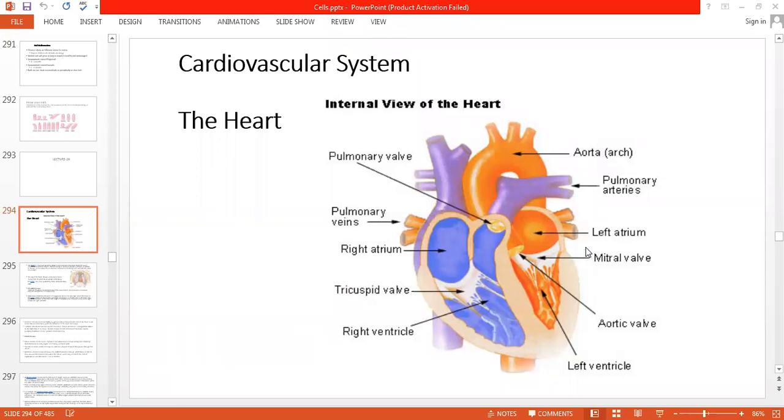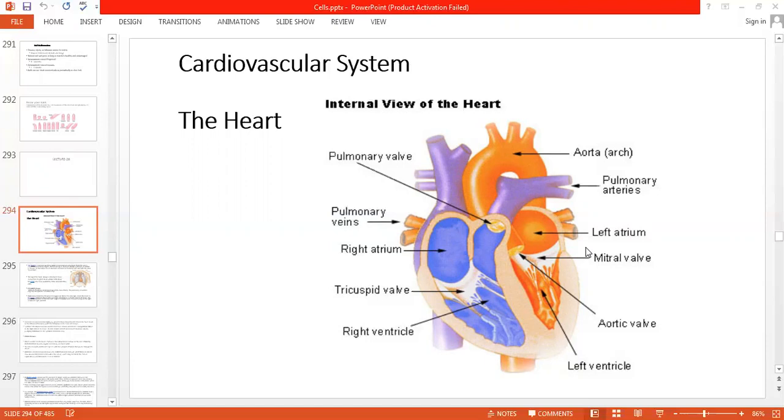The heart consists of the aorta. It's a large artery which supplies blood to the brain as well as to the whole body. Then the return of the deoxygenated blood is through the vena cava. One is the superior vena cava and one is the inferior vena cava. The heart has four chambers: left atrium, right atrium, left ventricle, right ventricle.